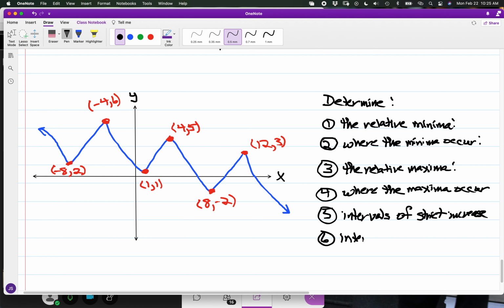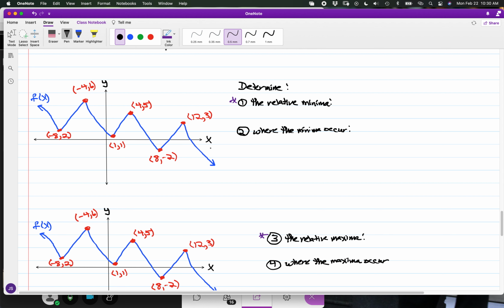Now I'll explain something about numbers 2 and 4. So let's see what we get for parts 1, 3, 5, and 6 in reference to this function f of x. Let's see what we get for the relative minima and maxima, and also the intervals where the function is strictly increasing as well as decreasing.